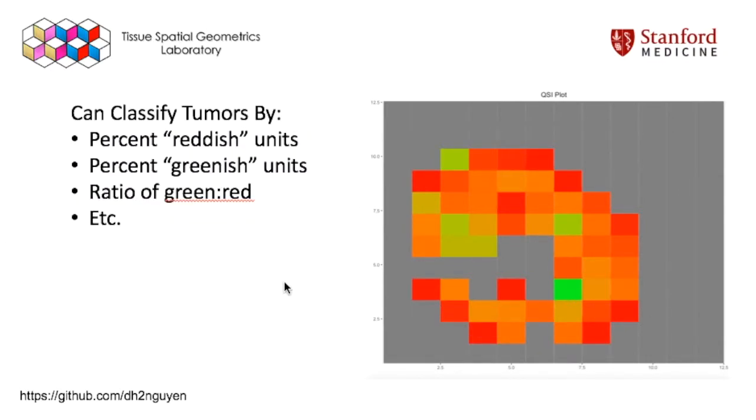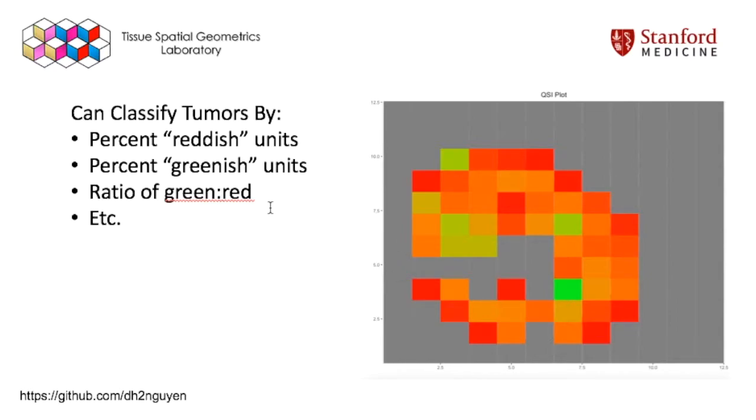So beyond visualizing regions of order and disorder as defined by slope alignment, the QSI algorithm allows us to classify large samples numerically without looking at them. That is, we can classify tumors by the percent of squares that are reddish or greenish. And here I say reddish or greenish because these colors are thresholds. We can define a cutoff value above which we define a pixel or a square as red, or below which a pixel is green.